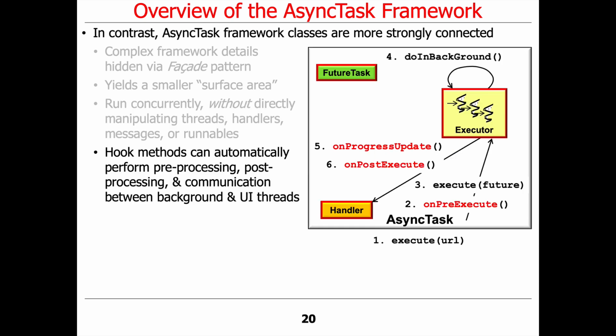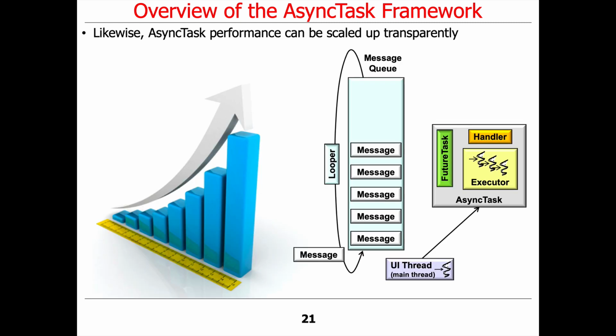There are a number of really cool hook methods that can be used to automatically perform pre-processing in the user interface thread, and post-processing, in other words after the computation is done, in the user interface thread, as well as interesting communication that can take place back and forth between a background thread and the user interface thread as the computations take place. All of these things are automatically handled for you, and hidden for you with the template method pattern.